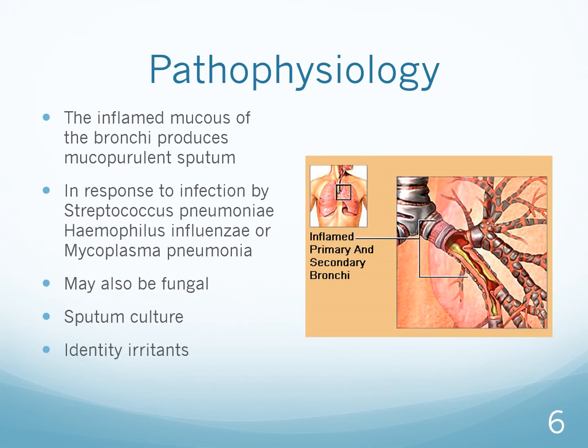The pathophysiology of bronchitis includes the inflamed mucous membranes of the bronchial tree, which produces a very, very thickened sputum. This is usually in response to an infection brought about by strep pneumoniae, Haemophilus, which is just your flu, mycoplasma pneumonia. Can be fungal in its nature. The problem is you have to identify the culture of the bacterium through a sputum sample, and also, in an environment where a person is constantly exposed to irritants, to identify those irritants.